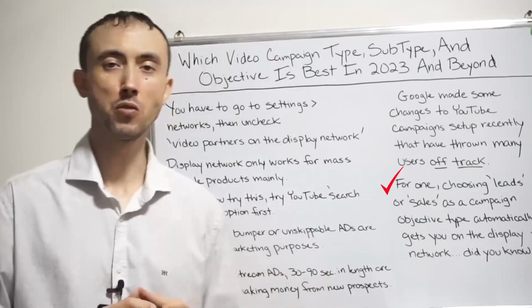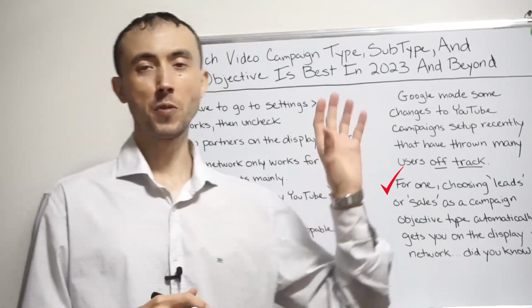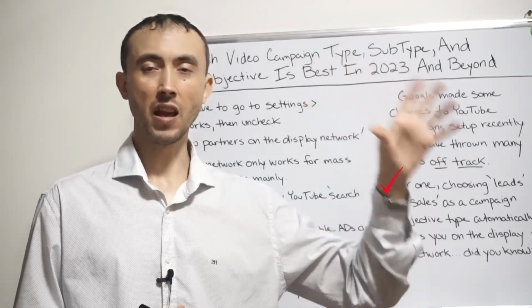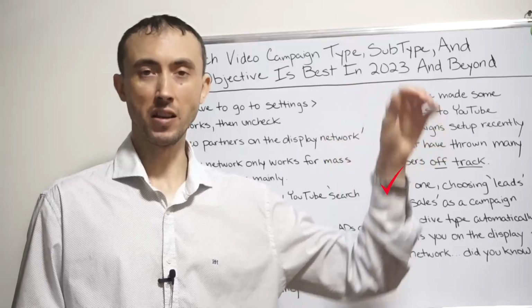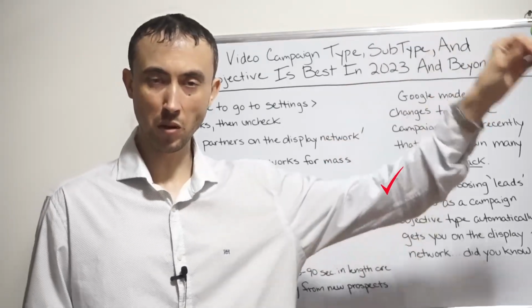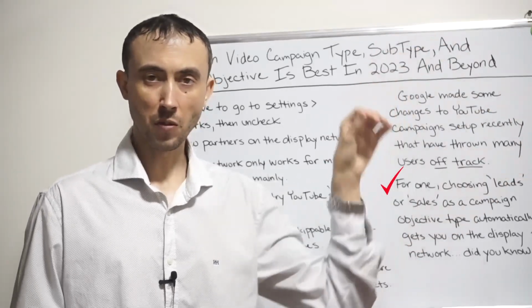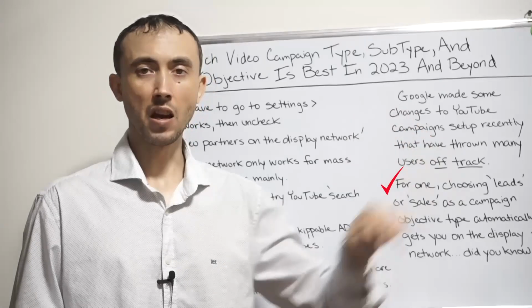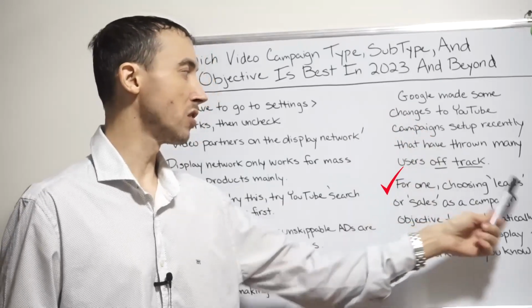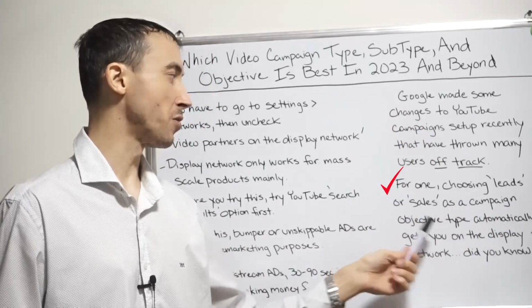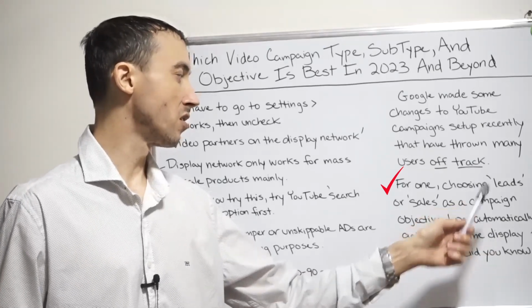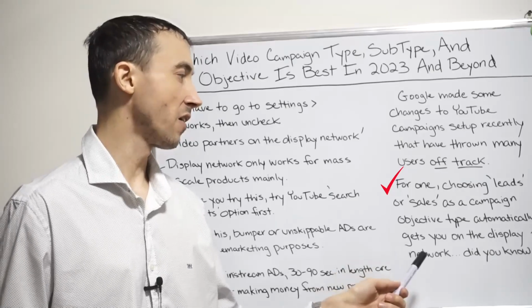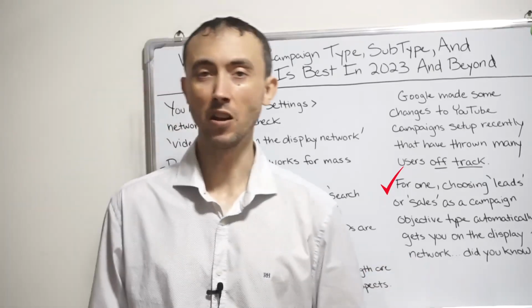So when you go to set up a YouTube campaign, the first thing Google's going to ask you is, what is the objective that you want? Is it leads? Is it sales? Is it website traffic? Is it awareness? And if you choose leads or sales as a campaign objective type, it'll automatically put you on the display network. Okay? Did you know that? Well, now you know, if not.